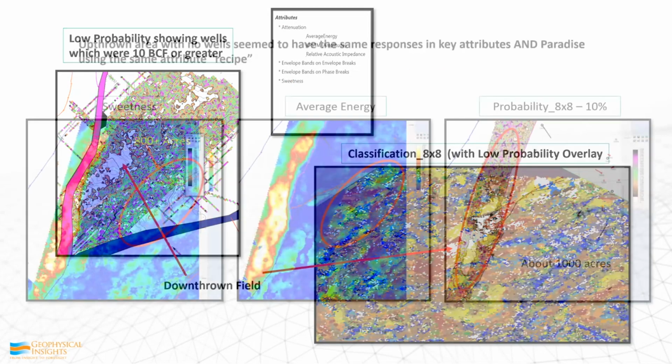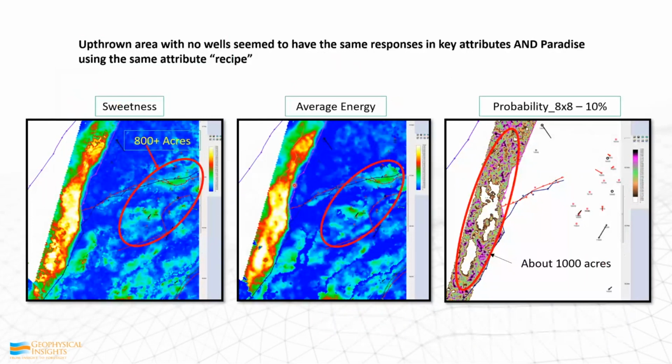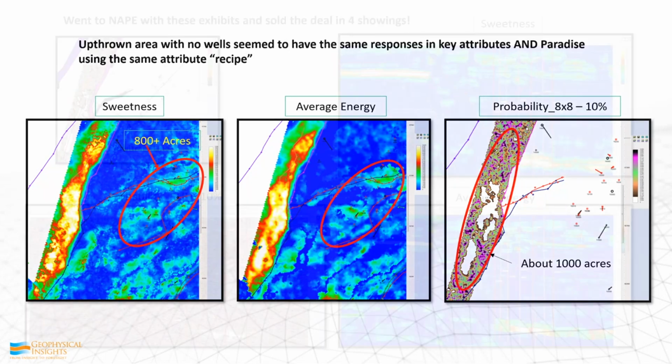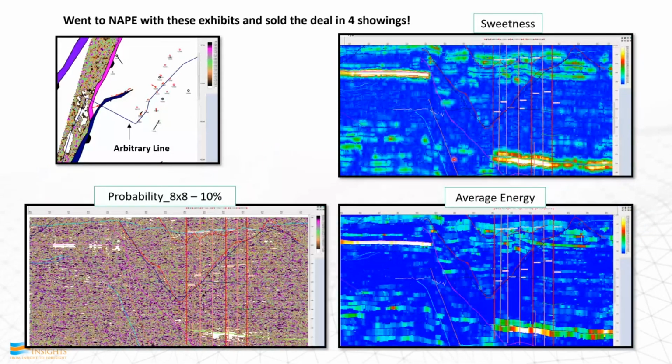Now, I noticed when I was looking around that I had a response from the upthrown upper Wilcox fault block, which had no wells in it, similar to what I had in the downthrown field. So I ran the same recipe over the upper Wilcox, and lo and behold, I had a really nice low probability response using the same recipe I did on the lower field. So I got my partners involved, and we went to NAPE, and this is the display we showed at NAPE.